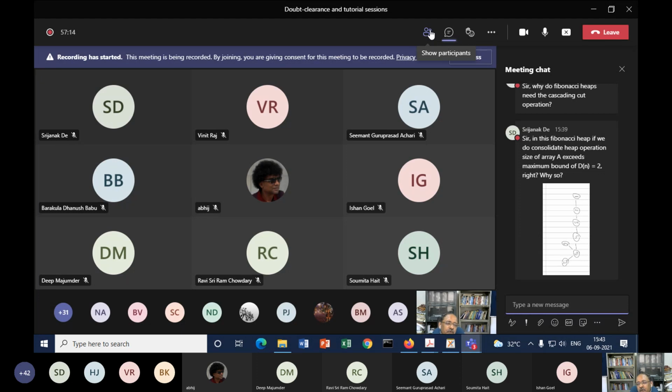See, Srijana, I'll have to work it out. I'm not God. If you just give a long tree and say the maximum bound of D n equal to 2 exceeds, I have to see whether what you are saying is correct or not. Actually, I cannot even see the numbers very well right now because it has got options 1, 2, 3, 4, 5, 6, 7. We consolidate the heap operation. Then 2, 3, 4 and 3. 1, 2, 3, 4, 5, 6, 7. So the log 7 upper bound is 3, right? It's not 2. Am I missing something, Srijana?